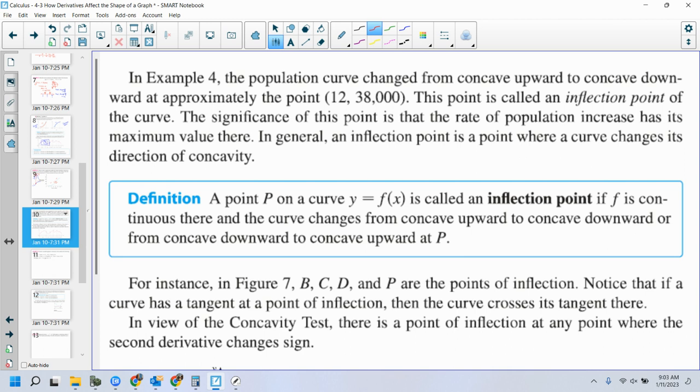So that's what we're calling an inflection point, when the rate of change starts to increase or decrease on either side.